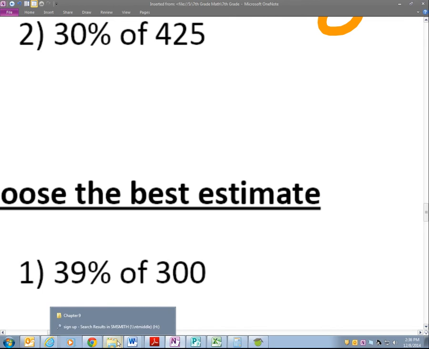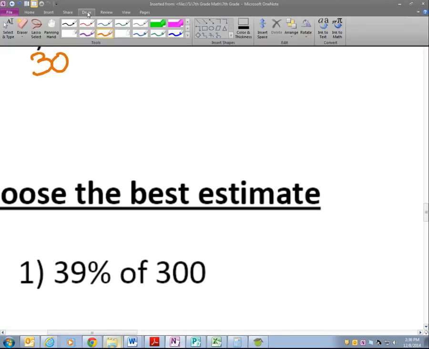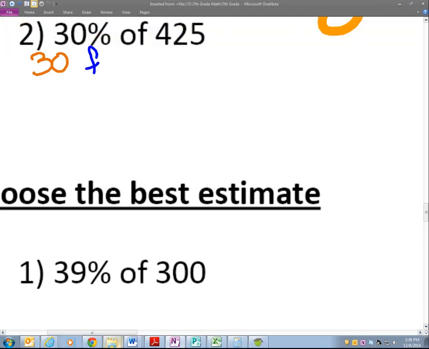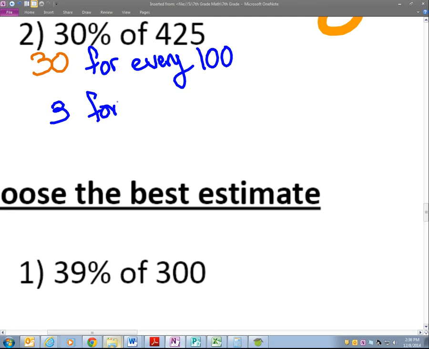Now, like it said above, 30% means 30 for every 100 and 3 for every 10. So 30 for every hundo, 3 for every 10, because that's what 100% is.